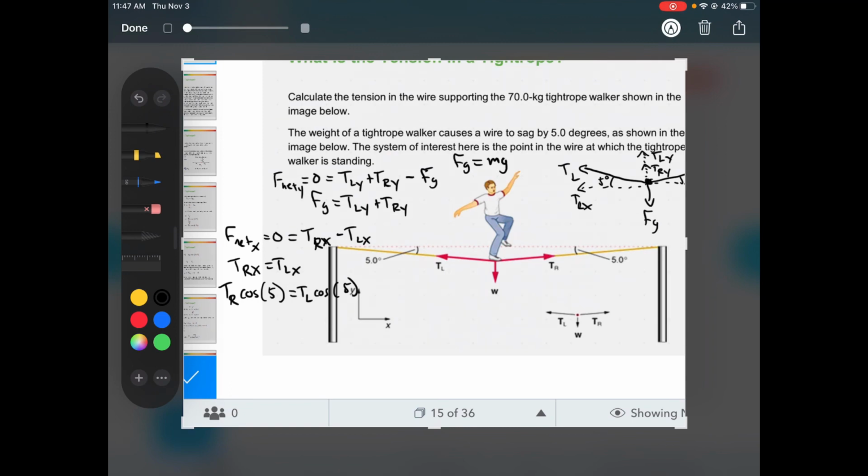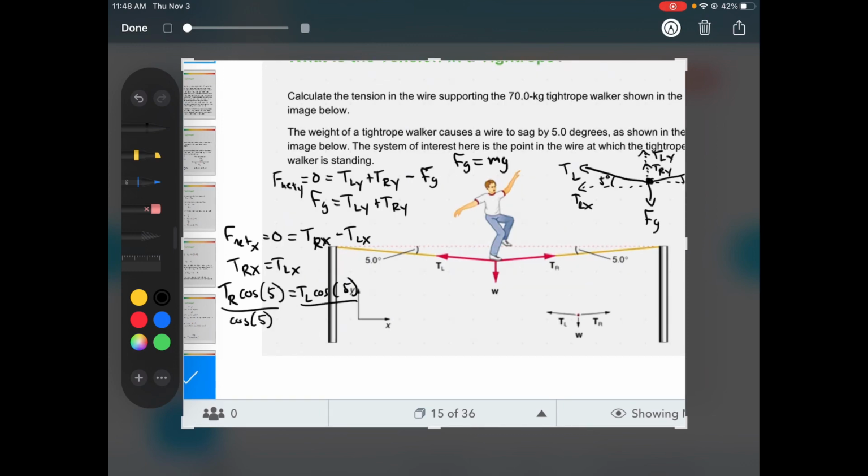So we could go ahead and solve one of these for TR or TL. It doesn't matter which one. Actually, we're going to divide by cosine of 5 on both sides. That's just going to cancel it out. TR is equal to TL.